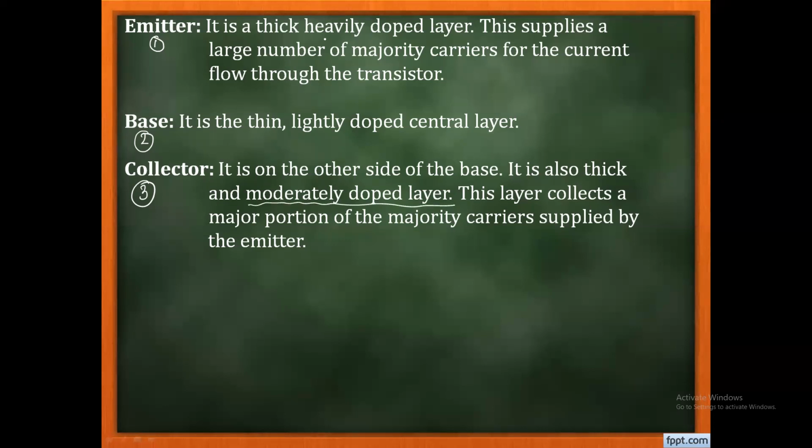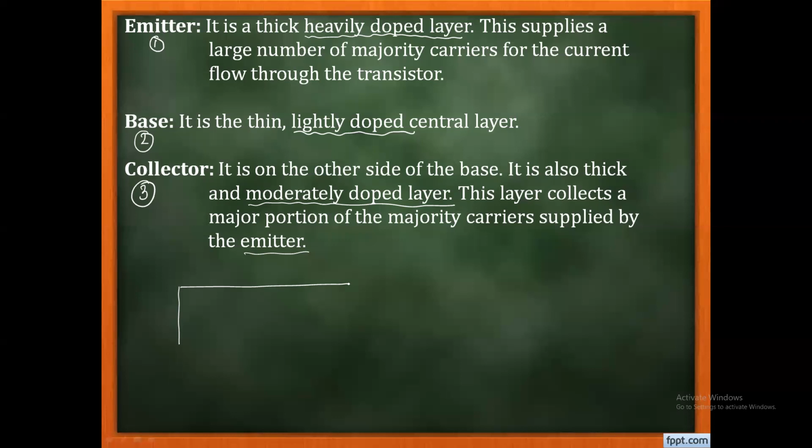बघा हे MCQ ला विचारले जाणारे क्वेश्चन्स आहेत. Emitter terminal: doping of the emitter is heavy, doping of the base is light, and the doping of the collector is moderate. This layer collects the major portion of the majority carriers supplied by the emitter. It means that it will collect it. Get my point?